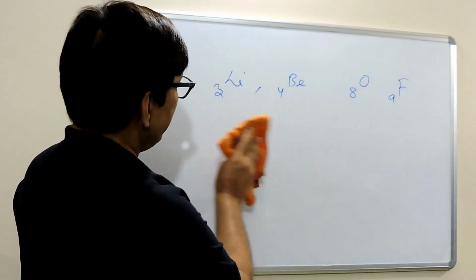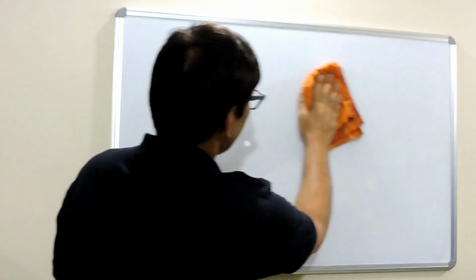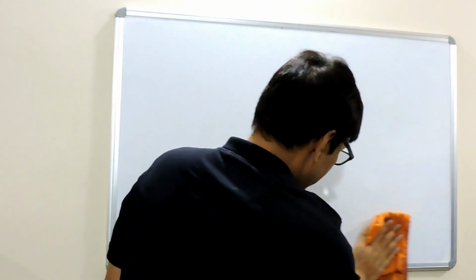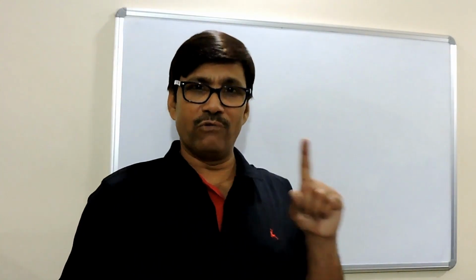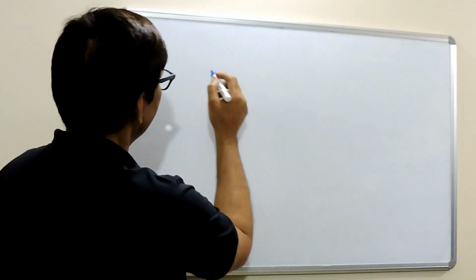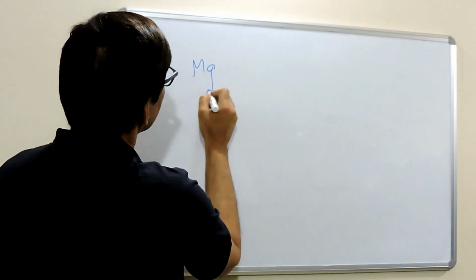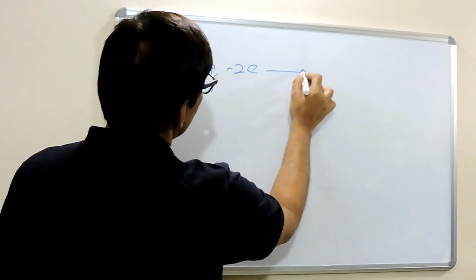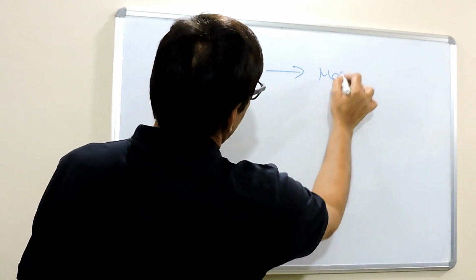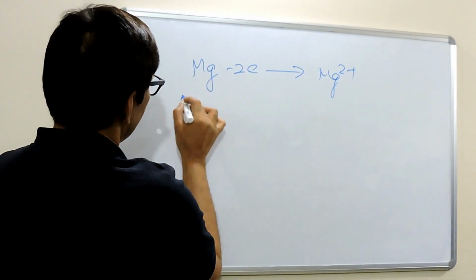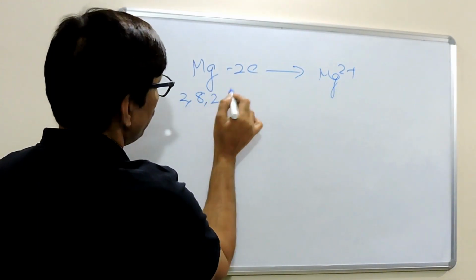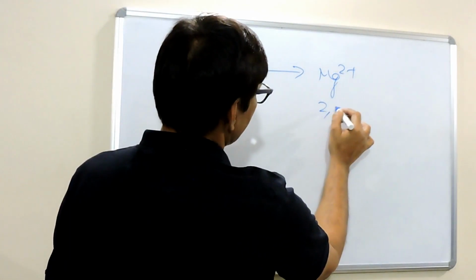Now it is not necessary that always element will lose only one electron. In the case of magnesium, we say magnesium loses 2 electrons to form magnesium ion, isn't it? Atomic number is 12, so it is 2, 8, 2. It will lose 2 electrons so that it becomes 2, 8.